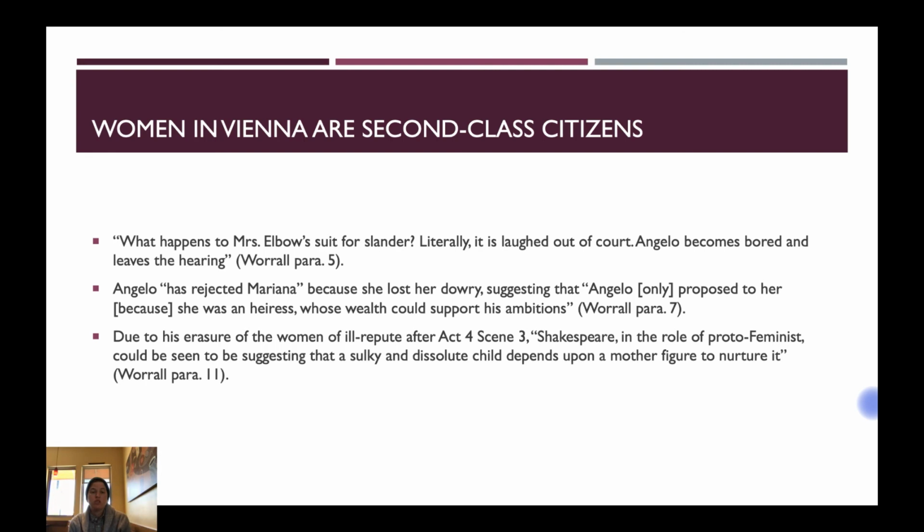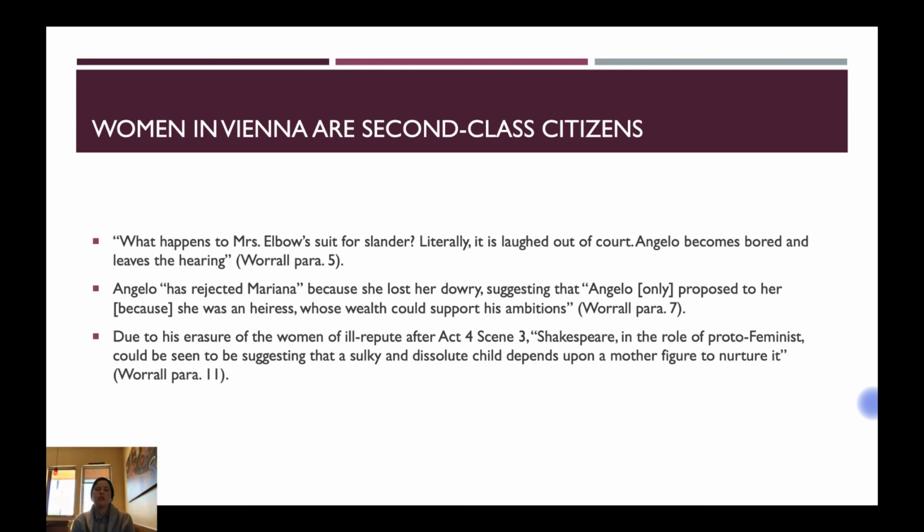We also see that Angelo has rejected Mariana because she lost her dowry, suggesting that Angelo only proposed to her because she was an heiress whose wealth could support his ambitions. So Mariana wasn't valued as a human being. Mariana was valued as a checkbook. Okay, so we can see that he does not elevate her to the position of human. He sees her as an object that can be used for his own benefit.